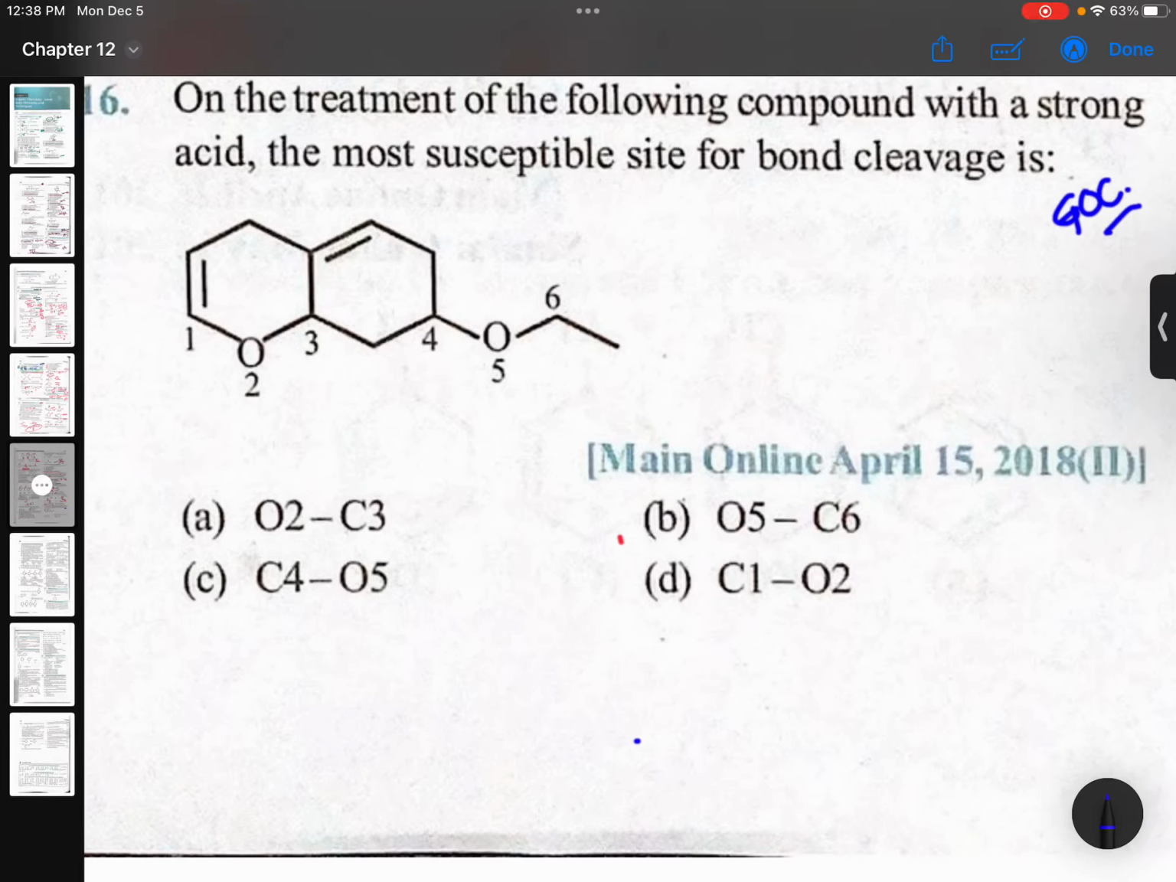GOC previous IIT-JEE Main and Advanced questions we are discussing. This is a 2018 question. Very interesting question it is. Which bond is going to cleave first?